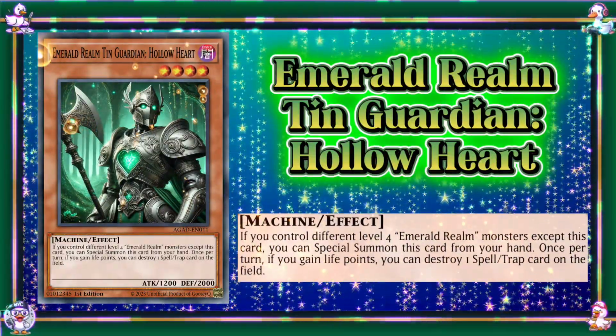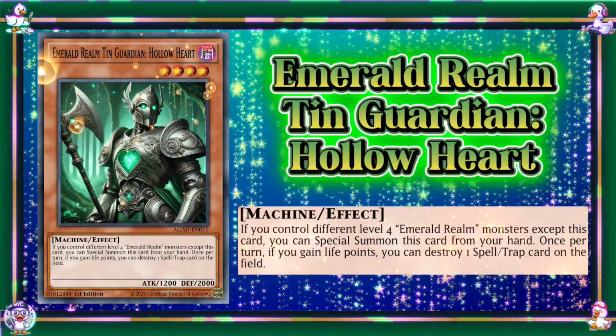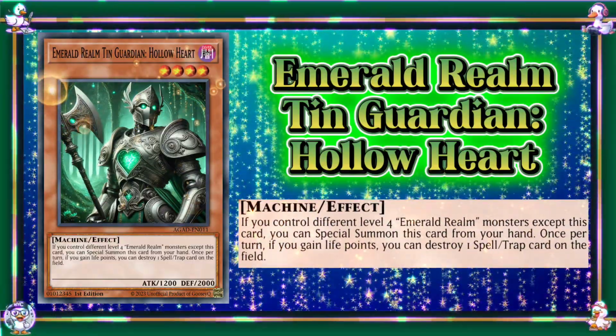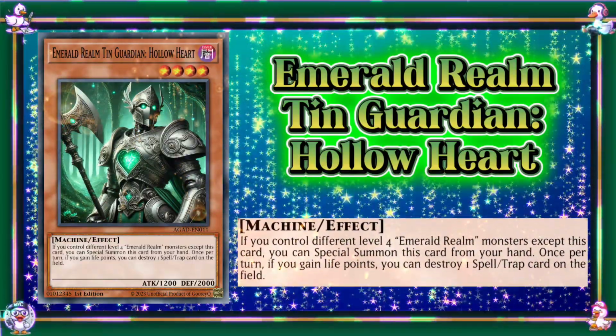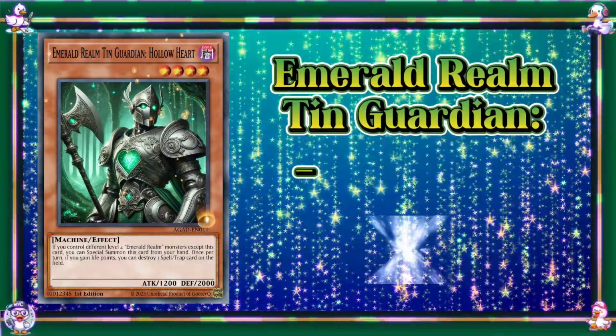Next up is our Tin Man, Emerald Realm Tin Guardian, Hollow Heart. If you control different level 4 Emerald Realm monsters except this card, you can special summon this card from your hand. Once per turn, if you gain life points, you can destroy one spell or trap card on the field.